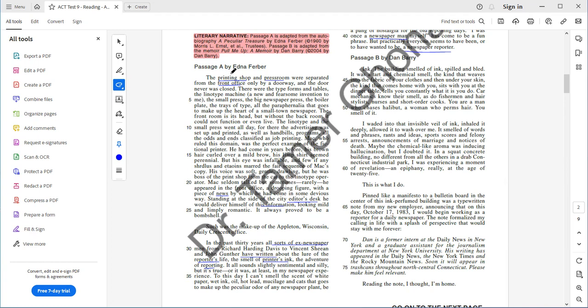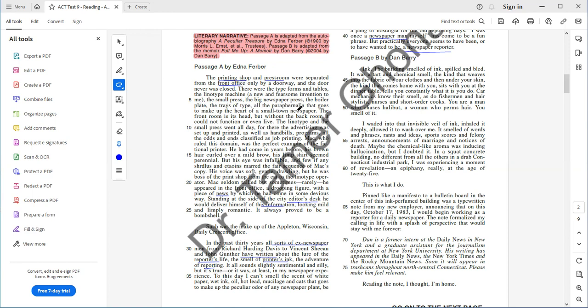The printing shop and press room were separated from the front office only by a doorway, and the door never was closed. There were the type forms and tables, the linotype machine, a new and fearsome invention to me, the small press, the big newspaper press, the boilerplate, the trays of type, all the paraphernalia that goes to make up the heart of a small town newspaper.